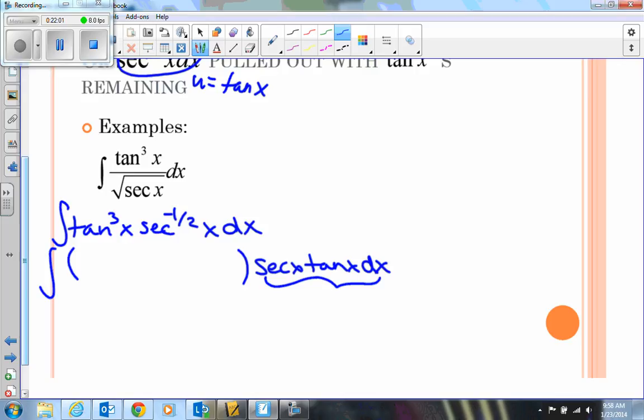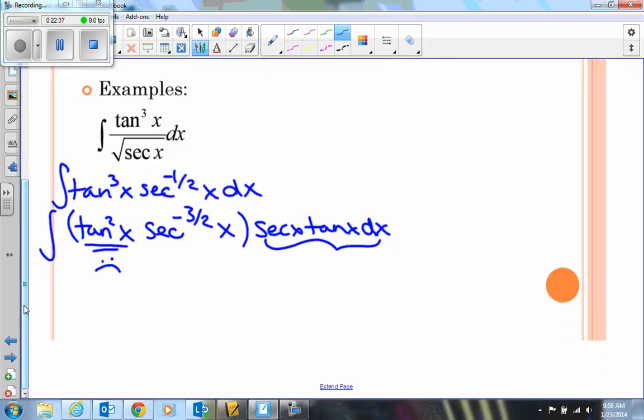So if I pull out a tan, 3 minus the 1, I'm left with tan squared. And if I pull out the 1, then I'm left with a secant to the negative 3 halves. Negative 1 half minus 1 would be negative 3 halves. So if I pulled this out, I need my u to be a secant. So what do I now have to do? Turn that into a secant. So use your Pythagorean identity.